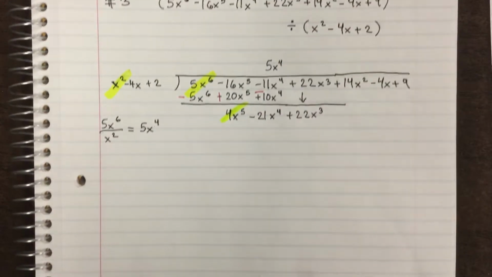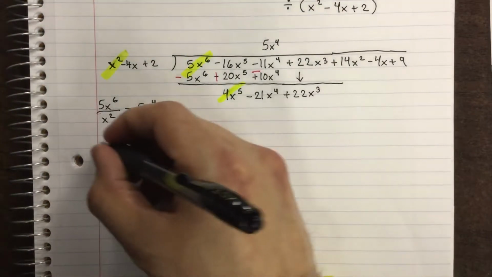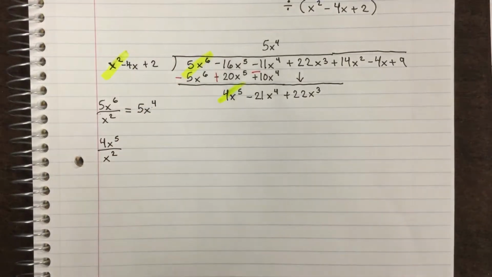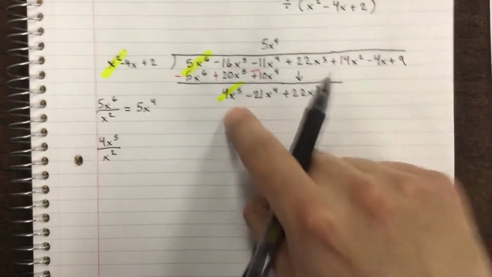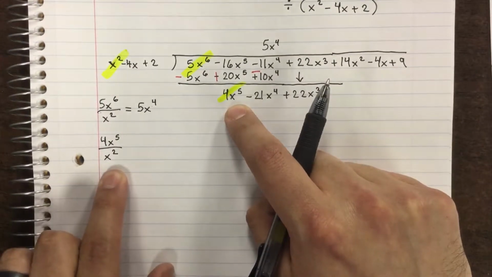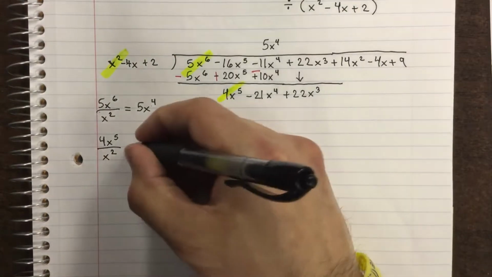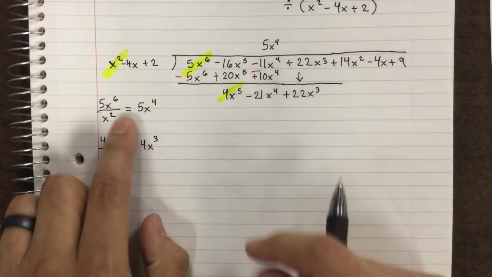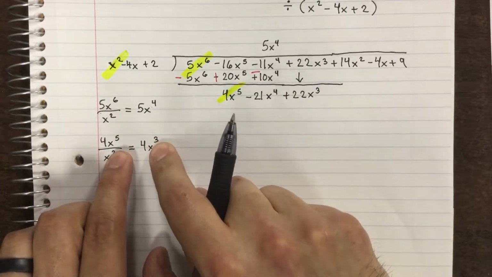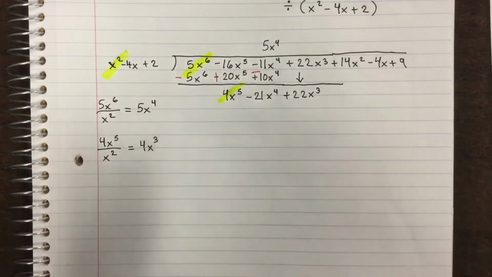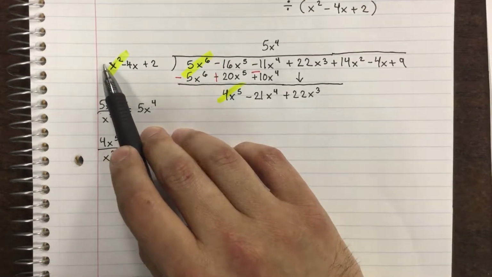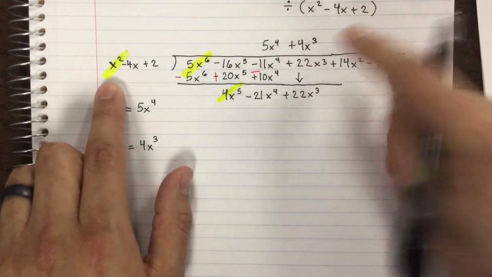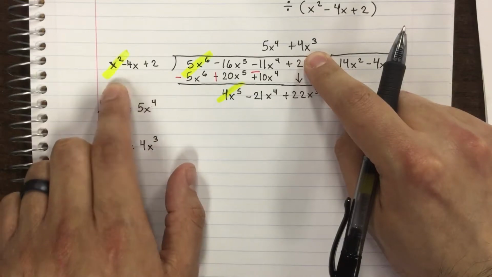4x to the 5th divided by x squared. And maybe you caught on, and you don't even have to write this off to the side, because what's going to be happening throughout this whole problem? This term is going to lose 2 powers every time, right? 6 to 4 was minus 2. 5 to 3 is minus 2. We're always going to take away 2 powers. The coefficient is going to stay the same because this coefficient's 1. All right? So that's positive 4x cubed. Multiply everything, this quadratic, by 4x cubed.